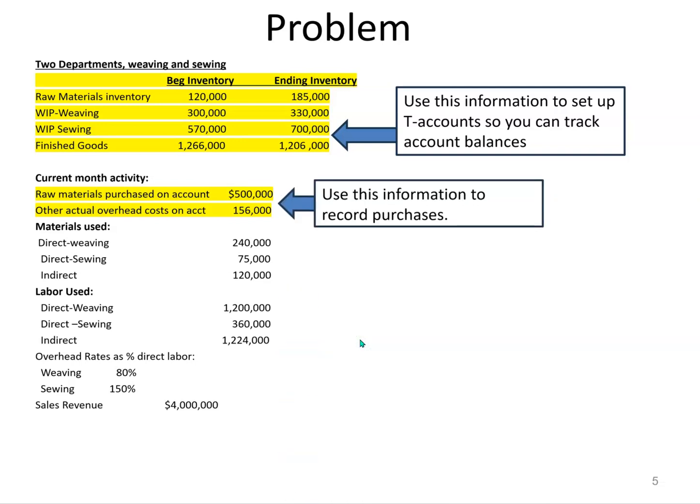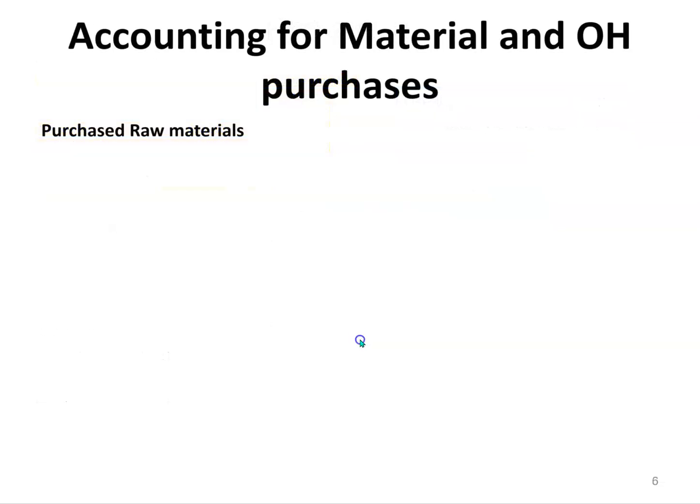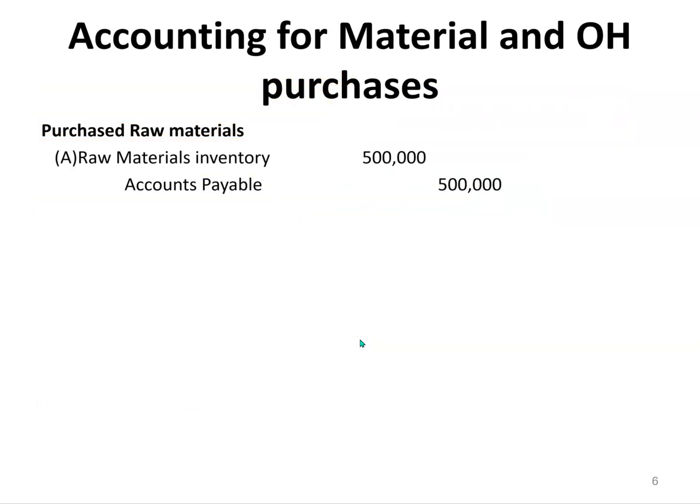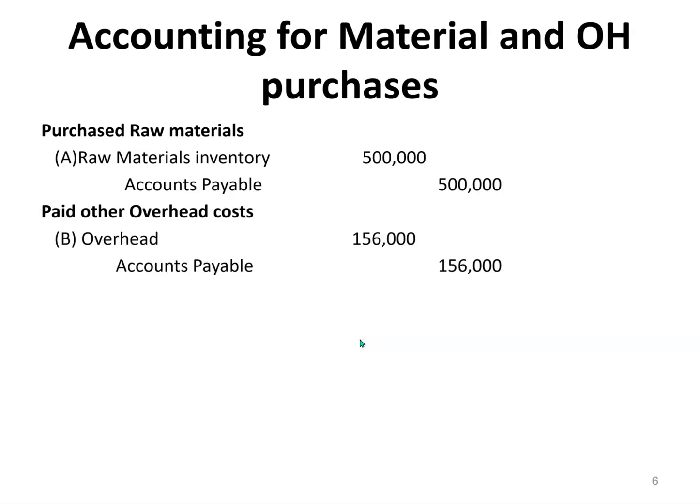So I've highlighted the information you need. I like to do this whenever I'm working a problem. I always like to identify the information that I need. Now, for the purchase of the raw materials, it's going to be raw materials inventory, accounts payable. And for the overhead, it would be overhead, accounts payable.